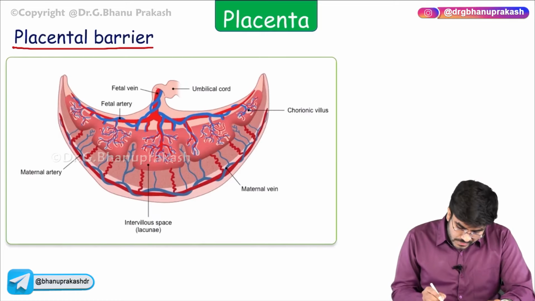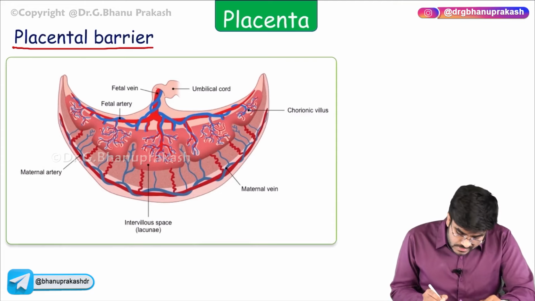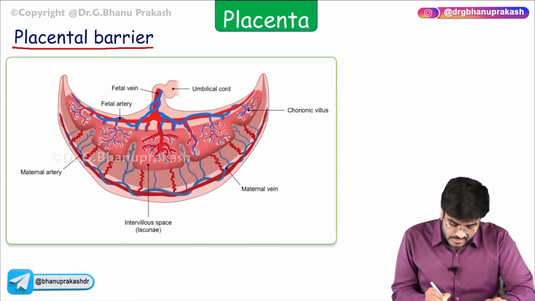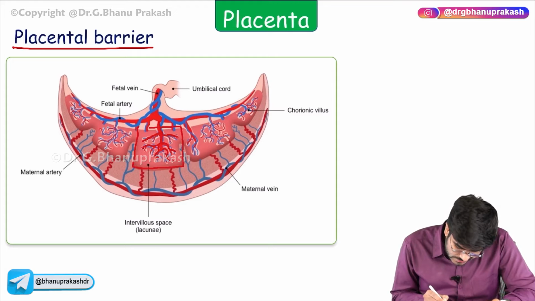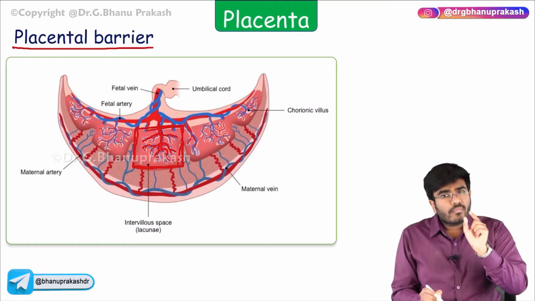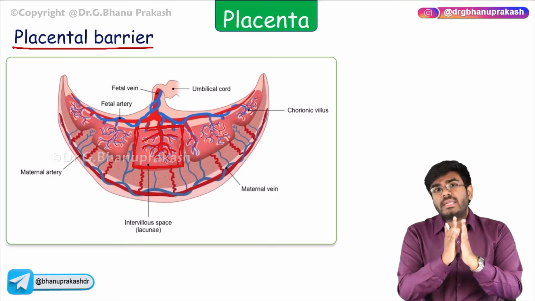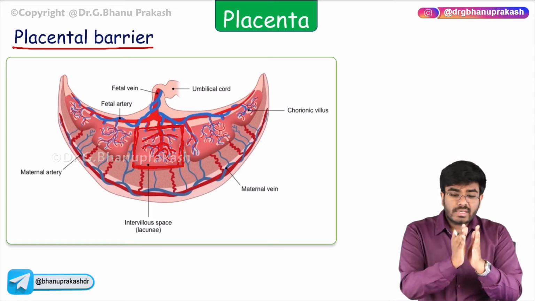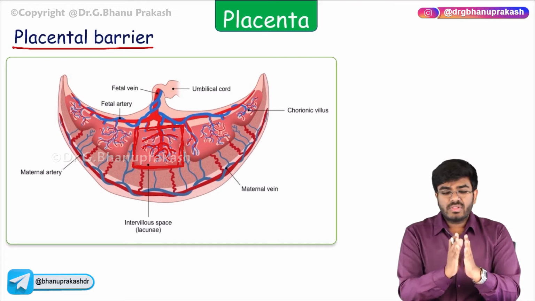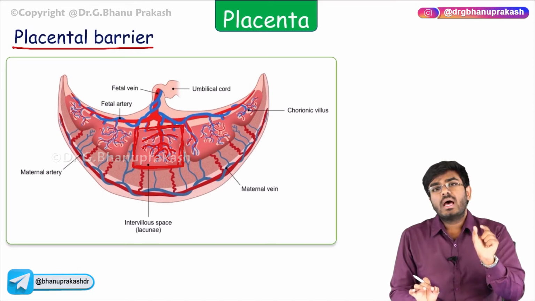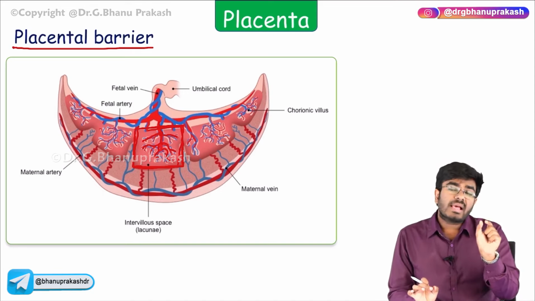Guys, please concentrate. See, at the end, these are the villus, which are going to grow into the sinusoidal spaces or lacunae. See, this is a lacunae. Take this. This is a lacunae. Now, into the lacunae, the villus are going to grow. Now, in between the fetal blood and maternal blood, there are certain structures which don't allow fetal blood and maternal blood to mix. So, what are these structures? These structures together are known as the placental barrier.